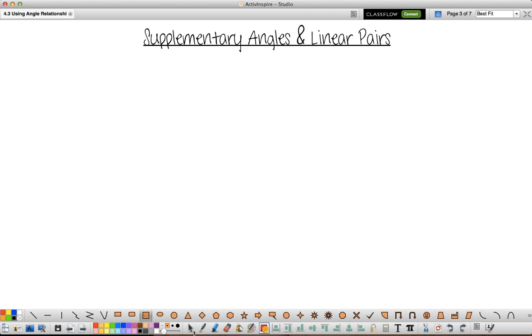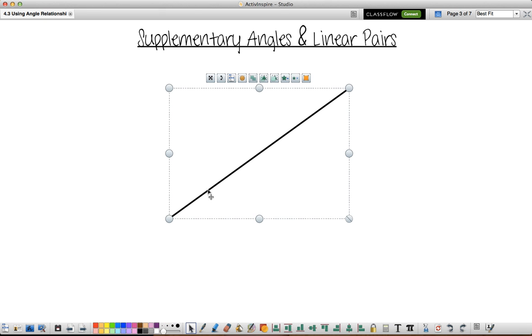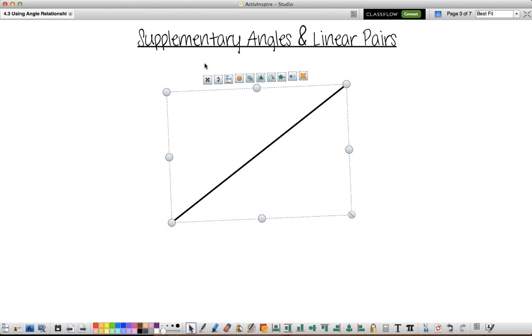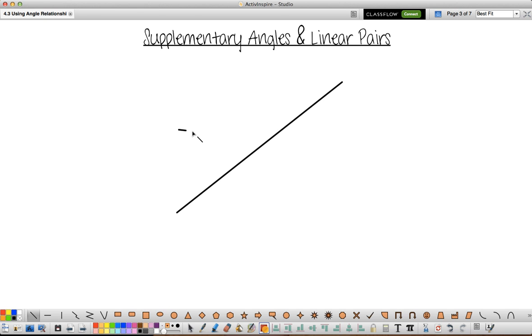Supplementary angles in linear pairs. So we're actually going to use one that's sideways. So here's a straight line. Like we said before, we know that if we were to take this and actually turn it, it'll make a straight line. We're just taking it and putting it on a slant. So it's still 180 degrees, even though it's slanted. And then now I'm going to intersect it with another line.